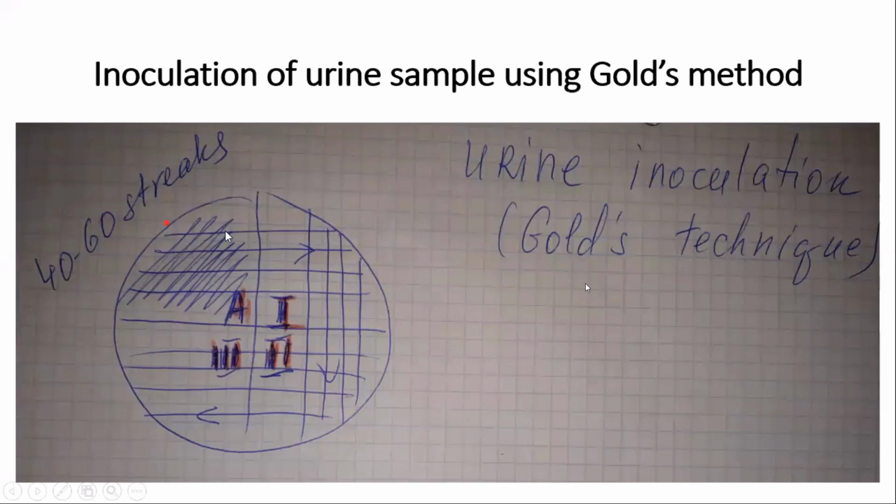So if it is a wire loop, you will flame it in the burner, and then rotate the plate a quarter turn, and you will apply 4 sticks in the following direction, overlapping quadrant A. 1, 2, 3, 4. And you'll repeat this procedure for the remaining 2 parts of the plate. 40-60, 4, 4, 4. This is the procedure of inoculation.